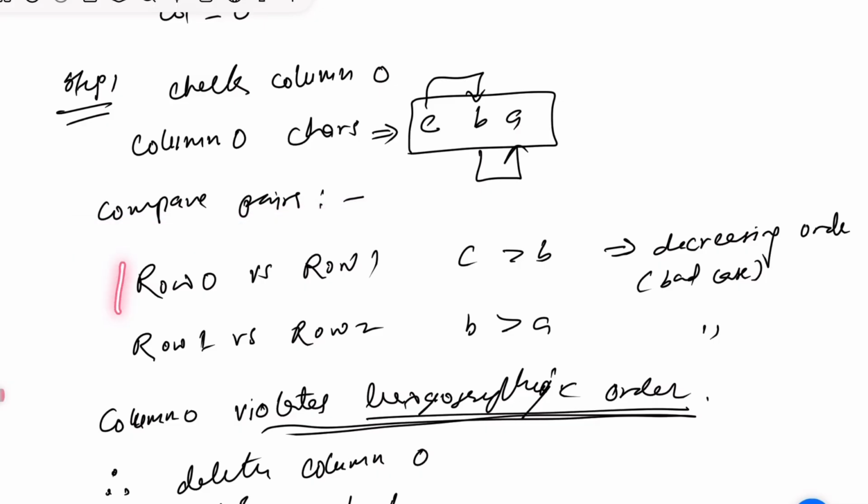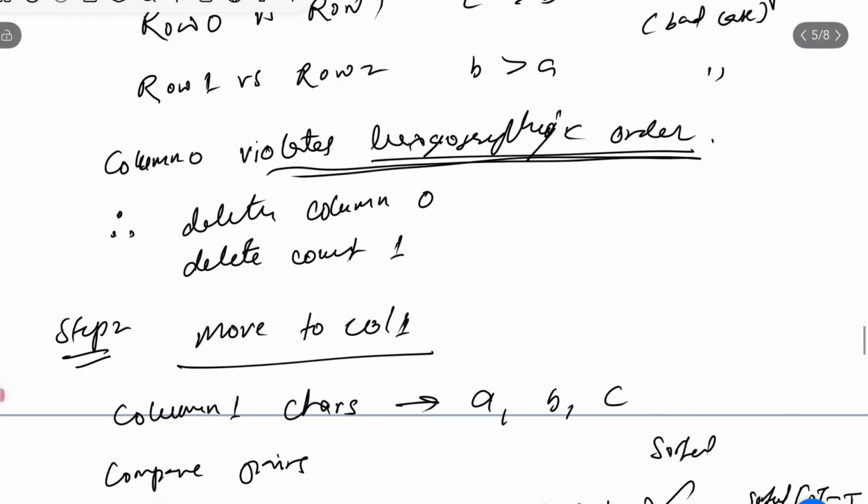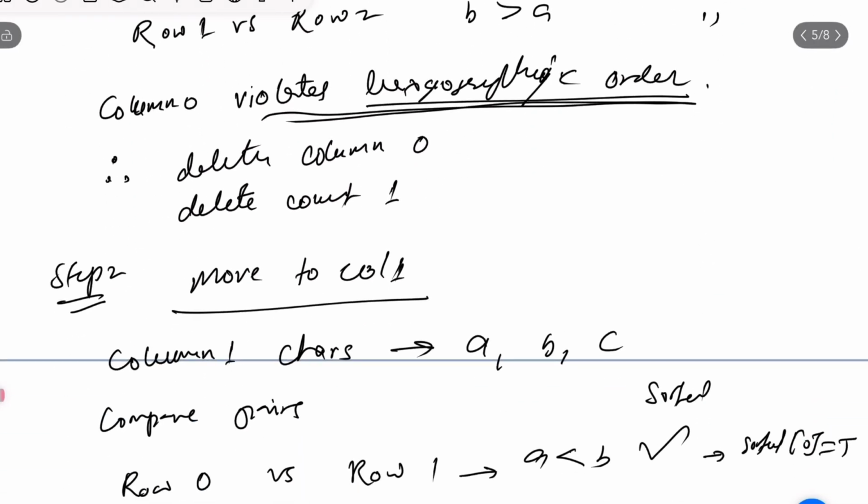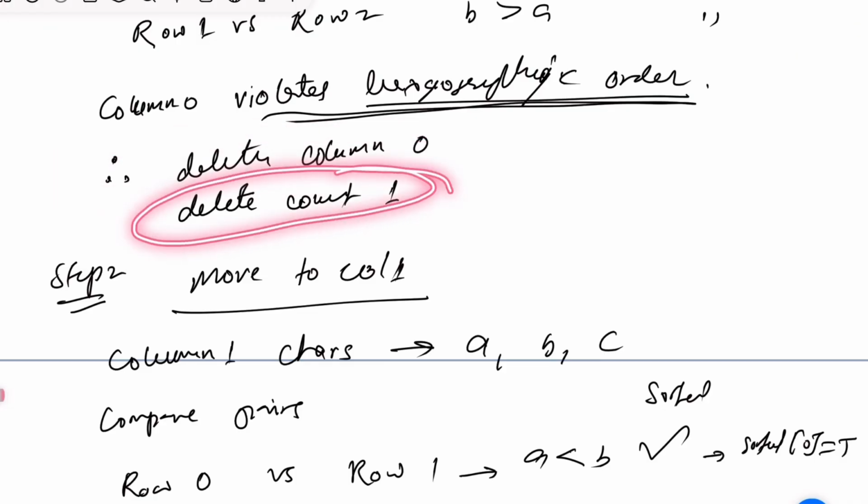So we'll say, okay, row 0, row 1, let's compare. C is greater than B. It's decreasing order, so in dictionary or lexicographic order, it's wrong. And again row 1, row 2: B is greater than A. So this also violates the lexicographic order. So column 0 is invalid, so we'll delete column 0, and the delete count is 1. Okay, so column 0 we have deleted and delete count becomes 1.